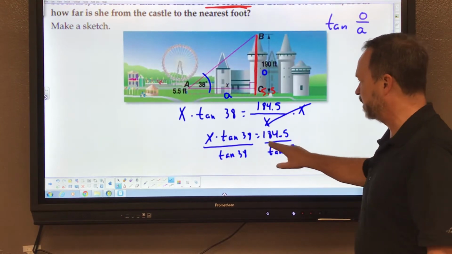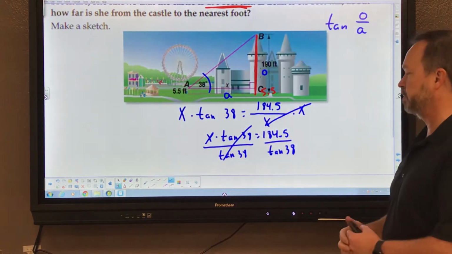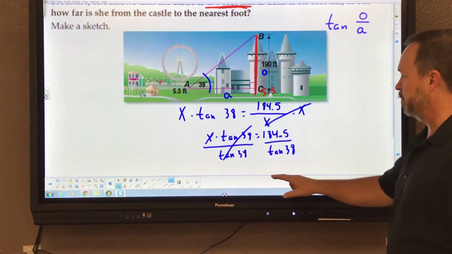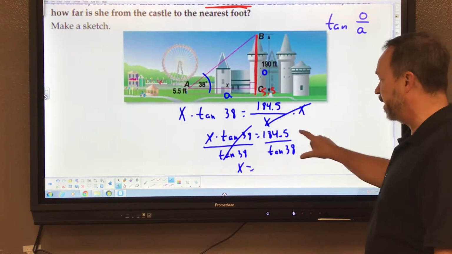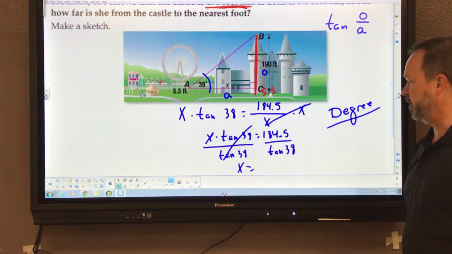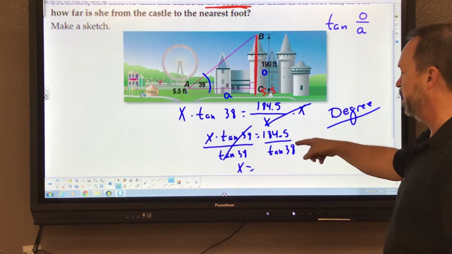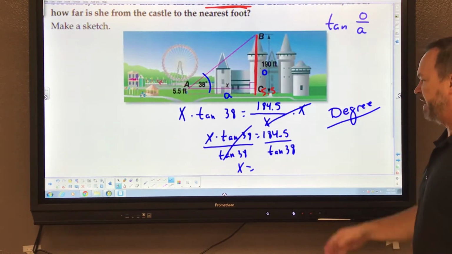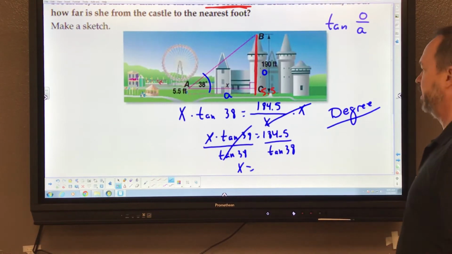So if you got that calculator on your screen somewhere, some instrument you have, then you're going to find out what x is equal to. You just plug it in. Make sure you're in degree mode. So you're just going to plug it in: 184.5 divided by the tangent of 38, and you get the answer.